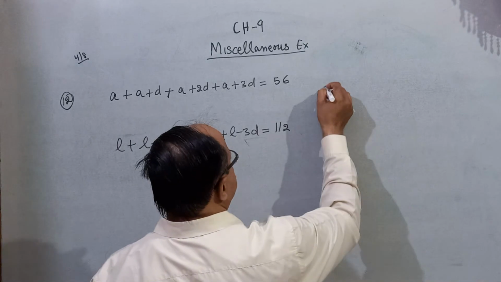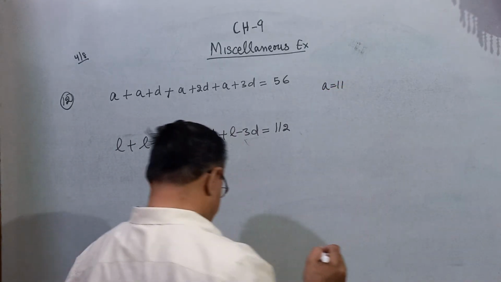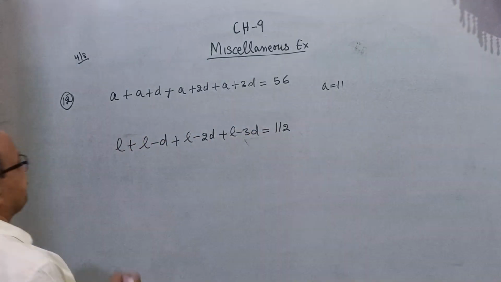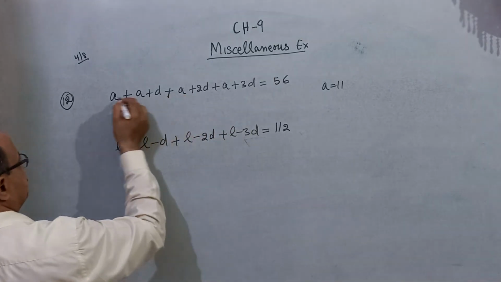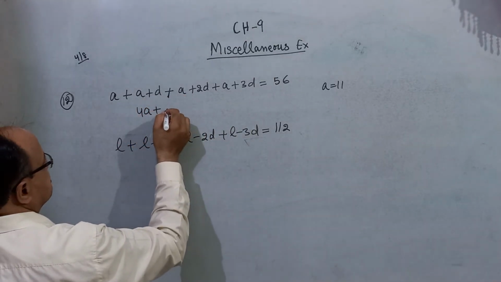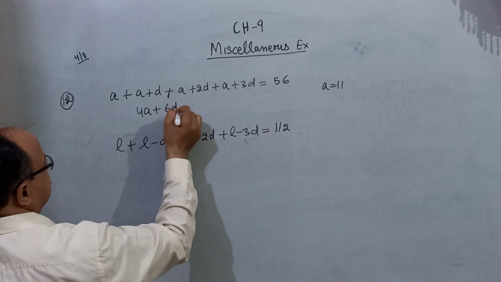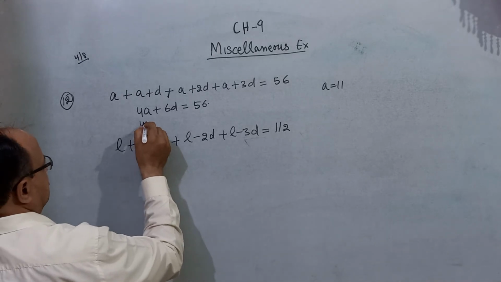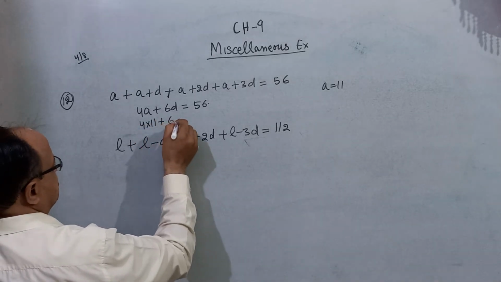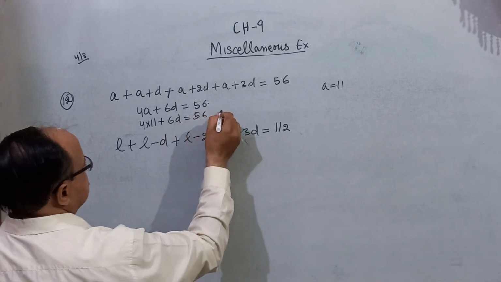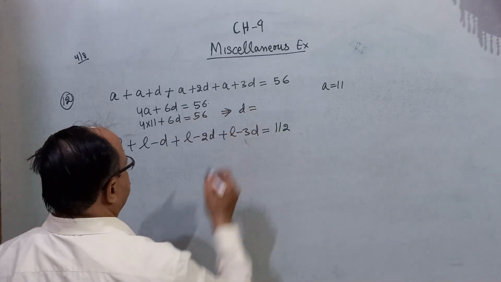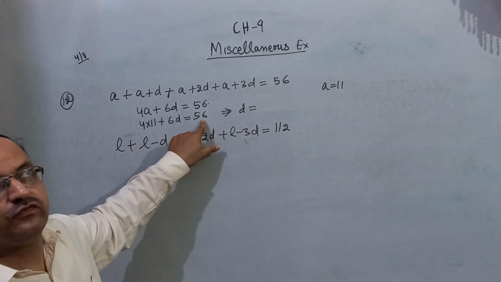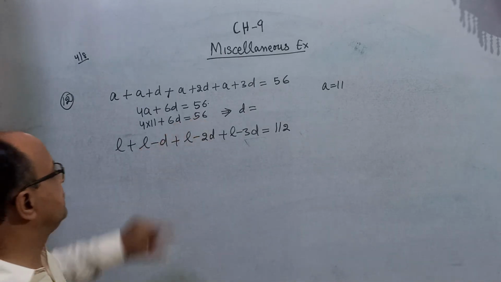And in this question, the first term is given as 11. Then find the number of terms. This is the question. When you simplify this, A plus A plus A plus A, that is 4A plus 6D, is 56. Now put the value of A as 11, so 6D is equal to 56 minus 44, that is 12. So D is equal to 2 here.